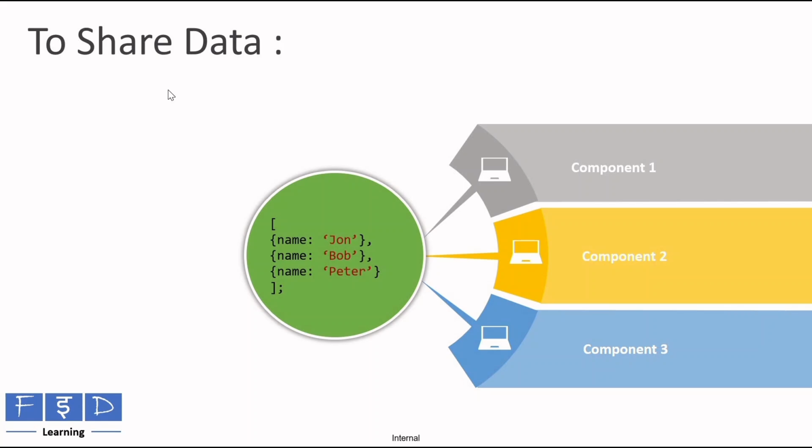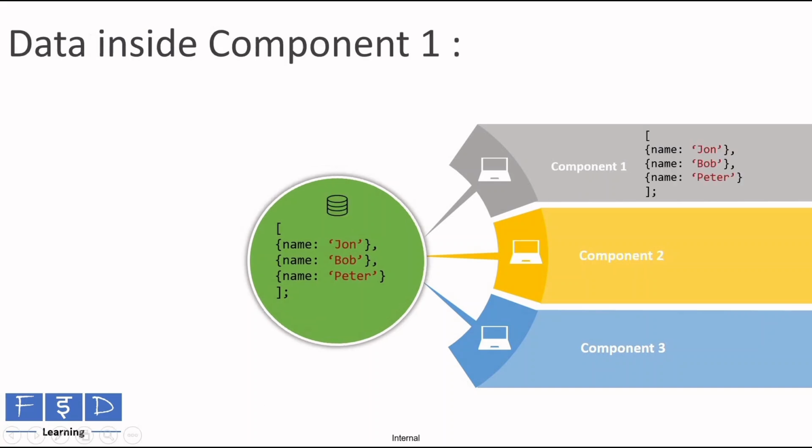Now the second use case is to share data. So here I have data in the form of an array, and we have 3 components. If I want to use this data in component 1, then I can just copy this data and paste it inside component 1, and I can display this data with the help of the HTML file.